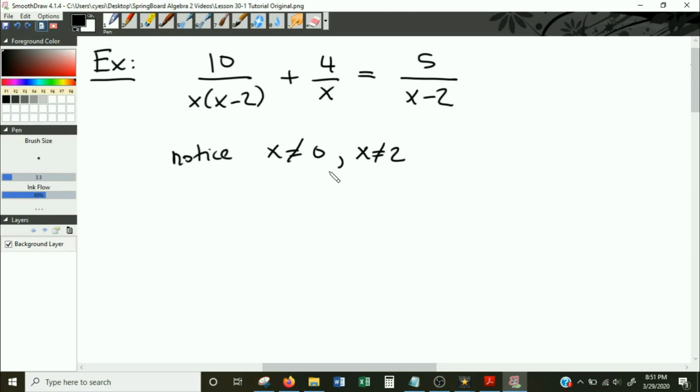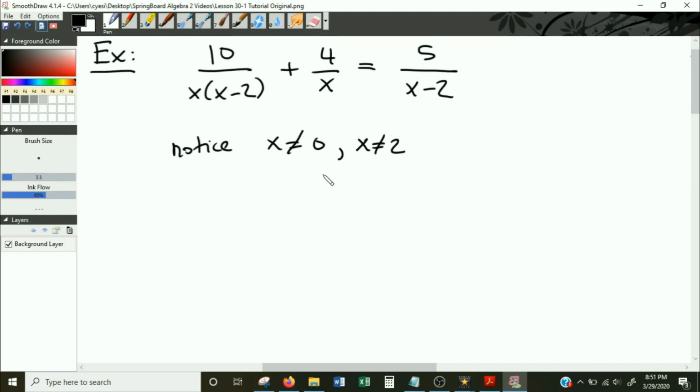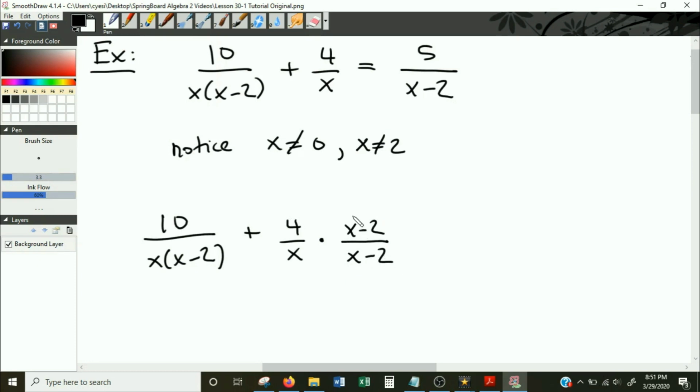So the first thing we want to do is make these all have a common denominator. So what I'm going to do is keep 10 over x times x minus 2 over there. But for the 4 over x, I need to multiply it with a fraction that is equal to 1 that has x minus 2 over x minus 2. That's so that these two will combine and make a common denominator later. So let's do the right side. So this is 5 over x minus 2.